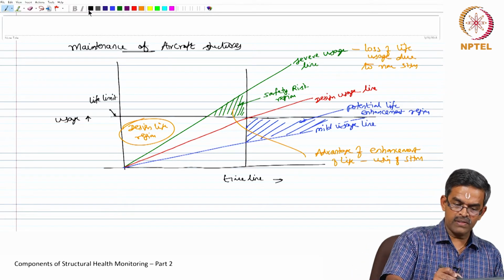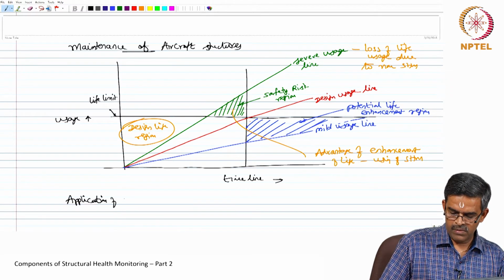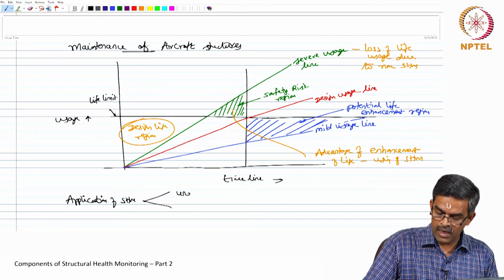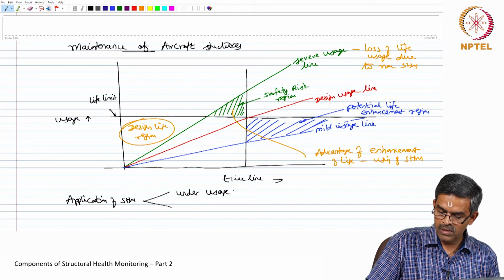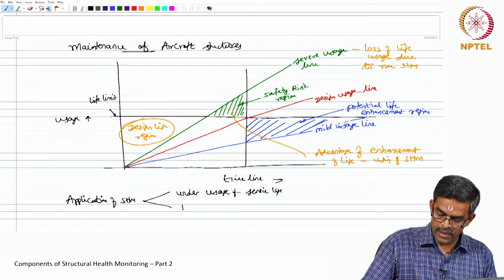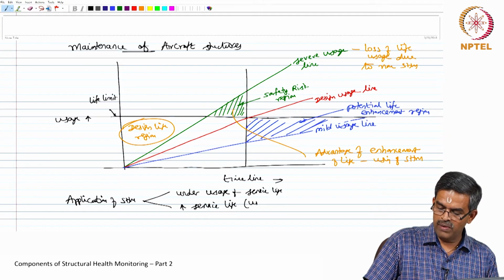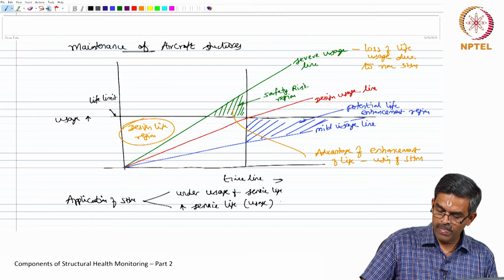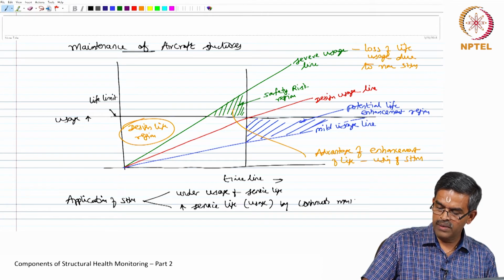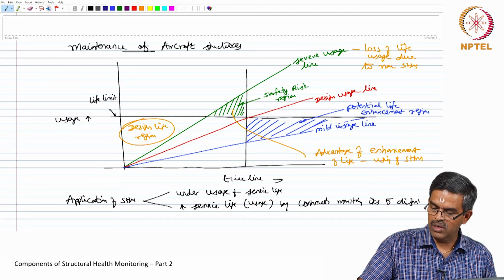So, application of SHM can help in checking the under usage of service life of an aircraft, and it can enhance the service life or usage value of an aircraft by continuously monitoring its stress distribution levels.